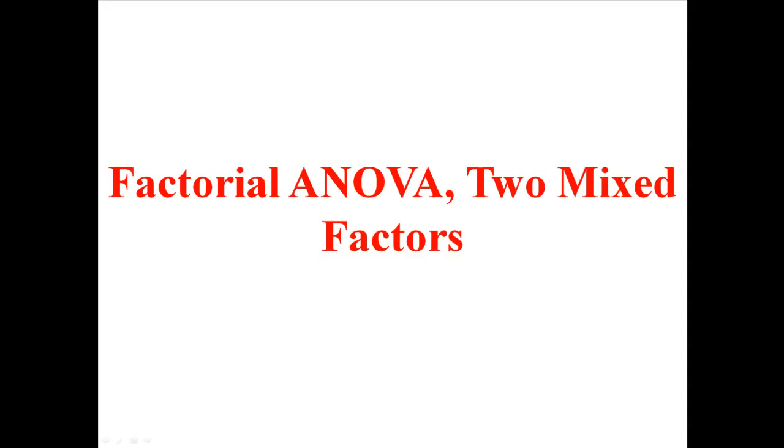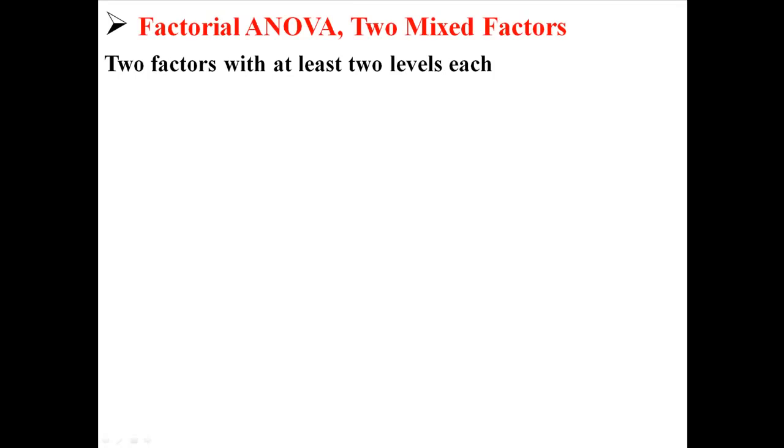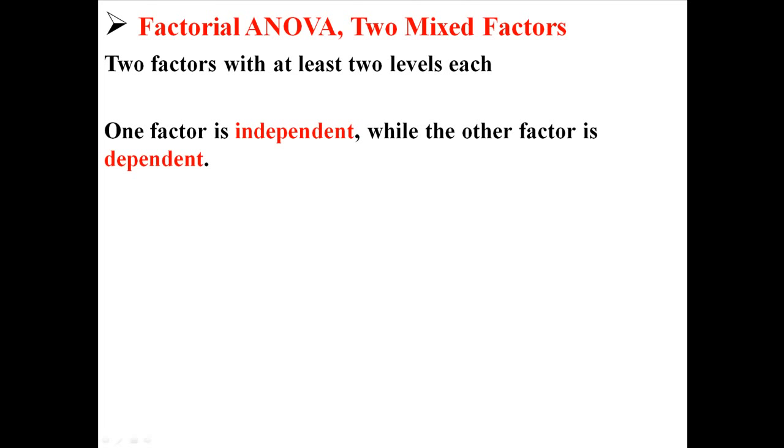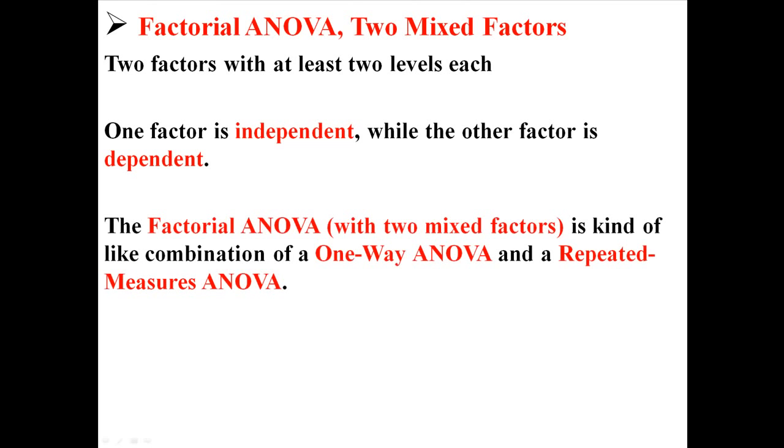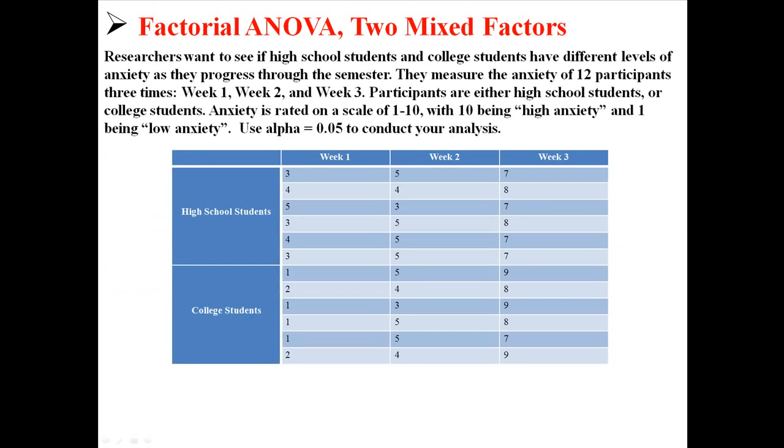Now that we've done the factorial ANOVA with two independent factors, it's going to get a little bit more complicated. Now we're going to do a factorial ANOVA with two mixed factors. In this ANOVA there are two factors with at least two levels each. One of these factors is independent, while the other factor is dependent. The factorial ANOVA with two mixed factors is kind of like a combination of a one-way ANOVA and a repeated measures ANOVA, because you have the one independent variable and the one dependent variable.